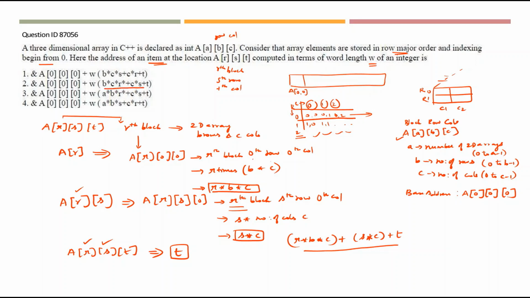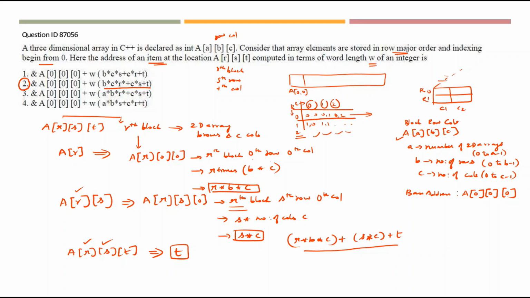It is perfectly matching. So they have taken rows into column into block, then column into row, then the column number. And the base address is given by A of 0, 0, 0. Since the index is beginning from 0, ampersand of A will tell you the exact address. Option number 2 will be the right answer.